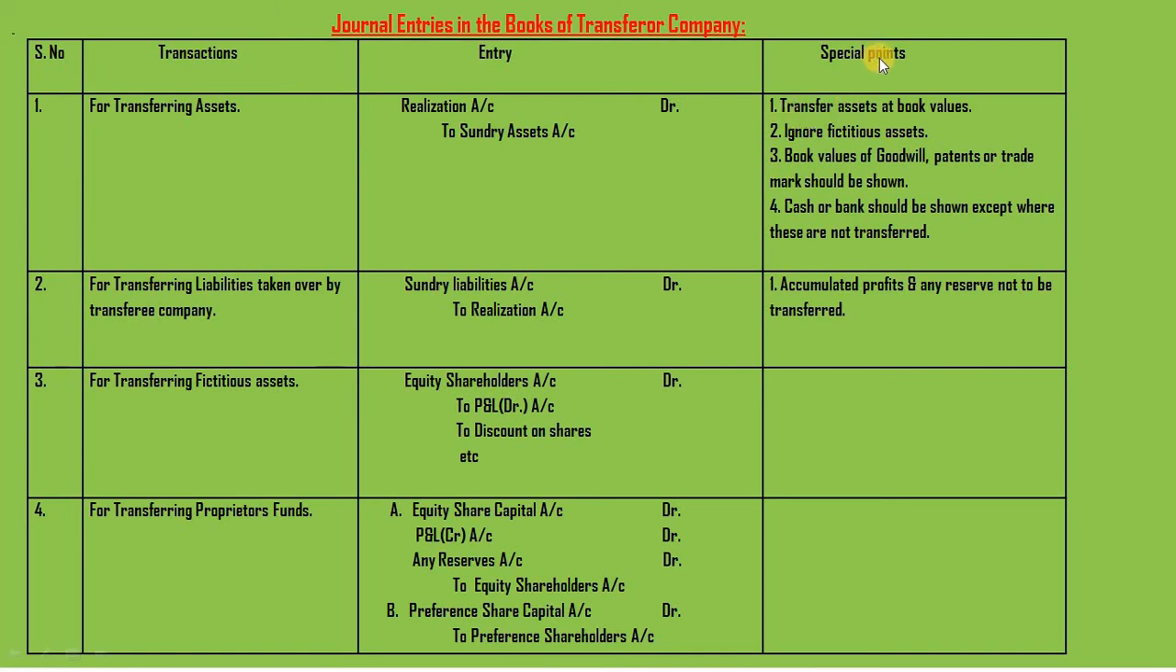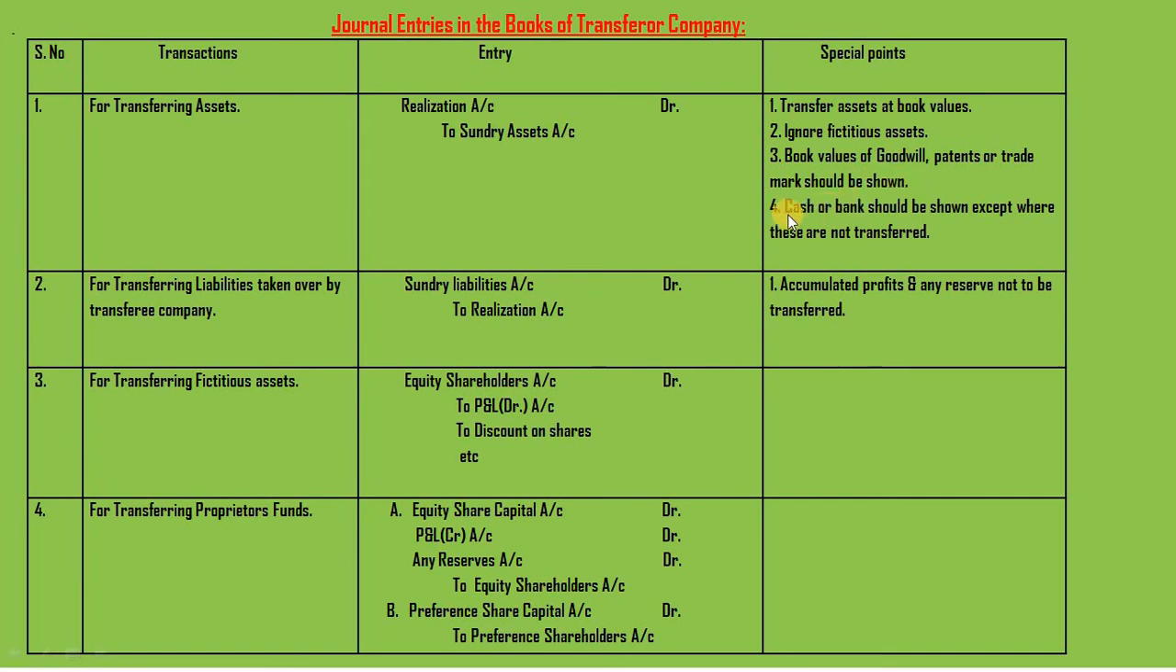Just let's see the points which are given here, special points. Transfer of assets at book value. Number one important work. Okay. And number two, ignore fictitious assets. Okay. As I told you just now, fictitious assets will not be transferred to realization account. It will be transferred to equity shareholders account. Okay. You can see it in the point number 3, right? Now, whenever there are goodwill, patents, or trademark, it should be transferred at book values as well. These all should be shown here.